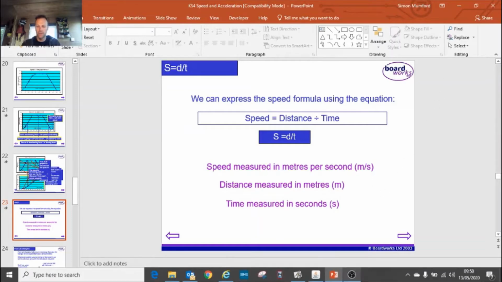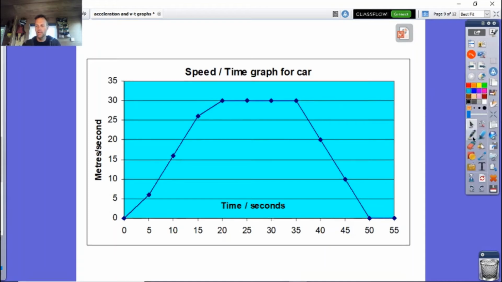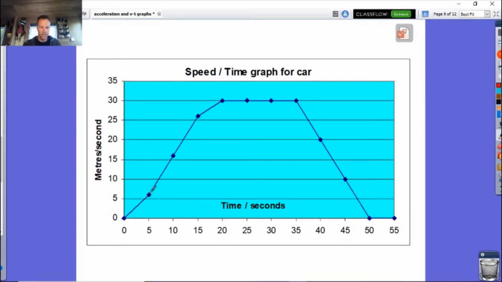Getting back to my good old presentation over here. One thing I also want to show you now is how you actually work out the acceleration. So to work out the acceleration, I'm going to say I want to work out acceleration from here to here, which is basically going from 5 seconds all the way up to 10 seconds.